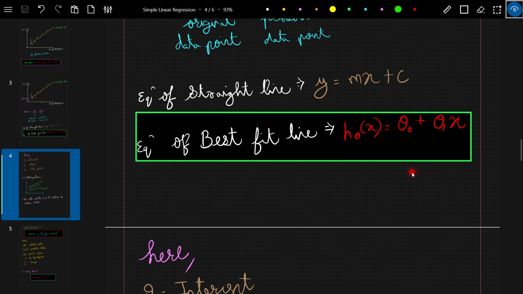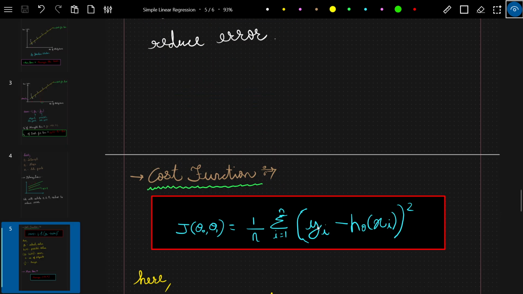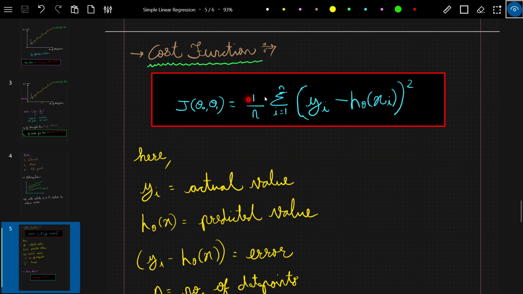Now this is simple enough, right? But here comes the big question, guys. How do we actually know if this line is the best fit line or not? And that's where, guys, our cost function comes into the picture. This cost function actually tells us whether our line is the best fit line or not.